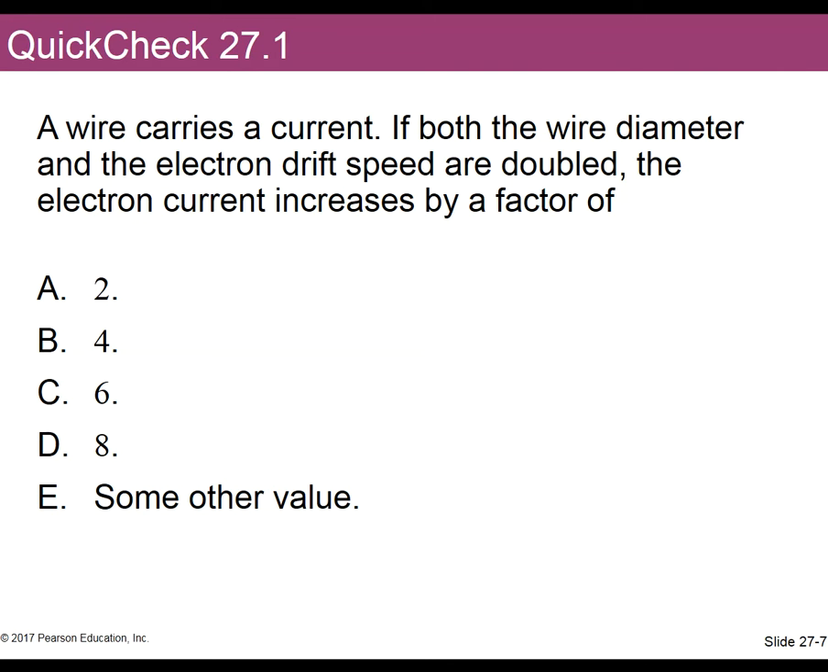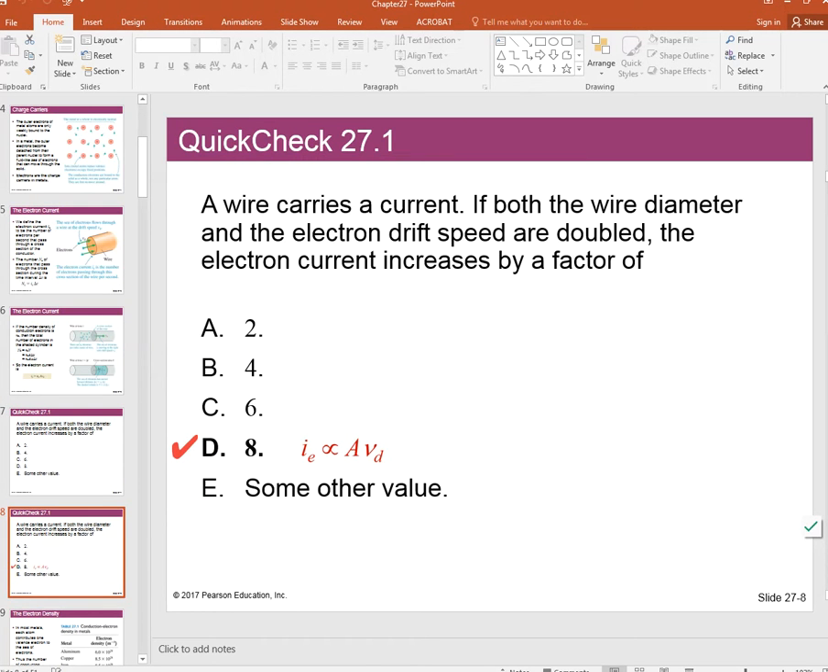We have a wire carrying current, and imagine that we know that both the wire diameter and the electron drift speed are doubled. We want to know how much the electron current increases by a factor of. To do this, we can take a look at our equation that we just found and try to see which things matter. The wire diameter is going to affect the area, and the drift speed is also going to affect the current. As either one gets bigger, we're going to have bigger current. Finally, we can see that the electron current is going to be proportional not only to the area, but also to the drift velocity. Let's pause to work that one out together.